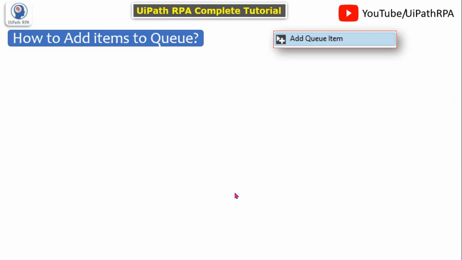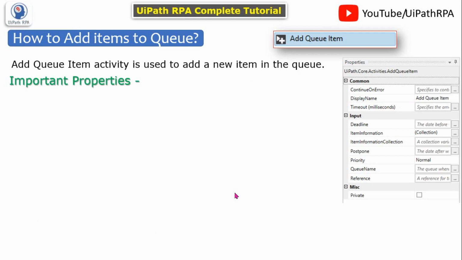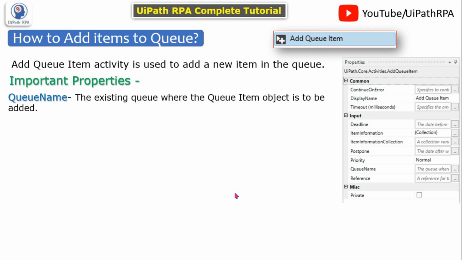Now, how to add items to the queue. We have an activity called Add Queue Item. I will show you how to add that activity and how to use it. The Add Queue Item activity is used to add a new item in the queue. These are the important properties. First is queue name. We require the queue name, because if we need to add items to the queue, then we require the queue name. We need to put here the existing queue where the queue item object is to be added.